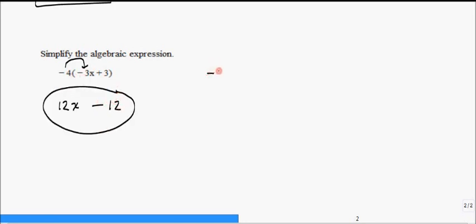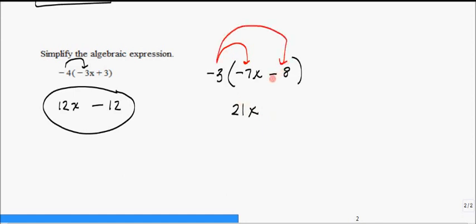And just for grins, if we have one more here, negative 3, and let's say we have negative 7x minus 8. If we take the negative 3 times a negative 7, negative times negative is a positive 21x. And then negative 3 times negative 8. I know, it's really a positive 8. It's subtracting 8, but we're going to think of it as a negative 8. Negative 3 times a negative 8 is a positive 24, because negative times negative is positive. So we get straight to the simplified answer that way.